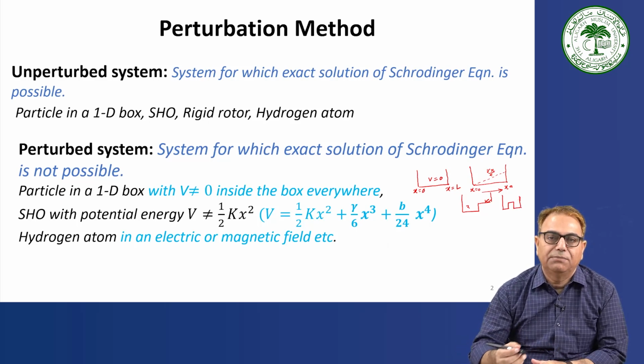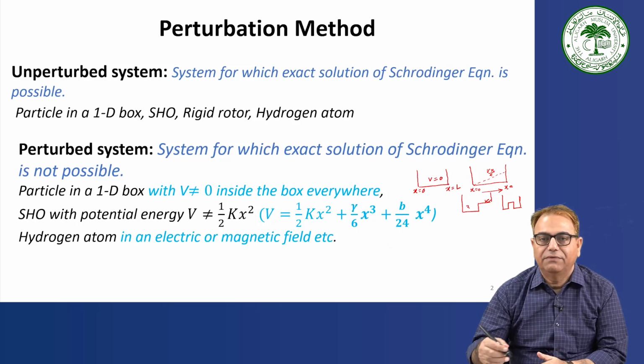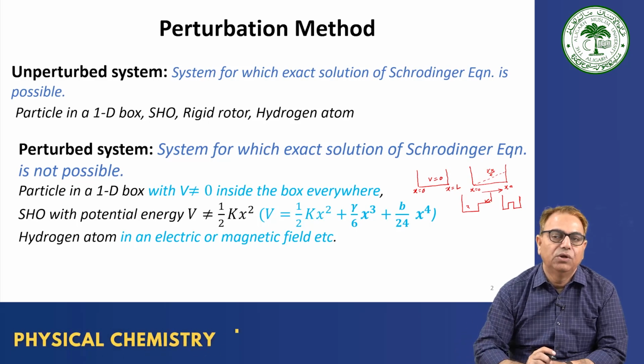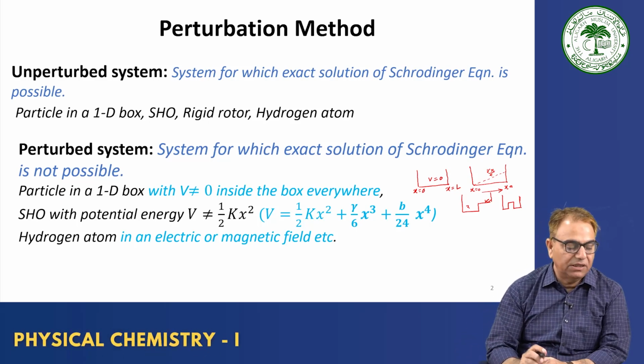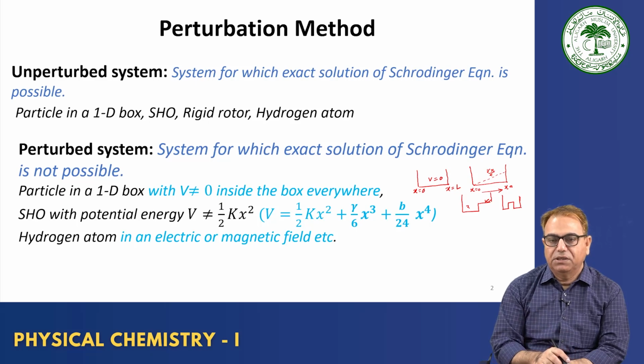So for that disturbed system, that perturbed system, if you have to find out the eigenvalue and the eigenfunction, since the base system is known to you, it is very easy to do through the perturbation method. And that's the application of perturbation method in quantum mechanics.